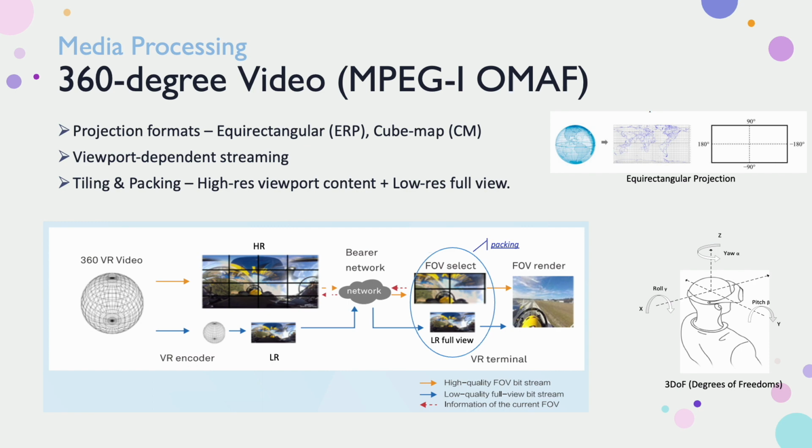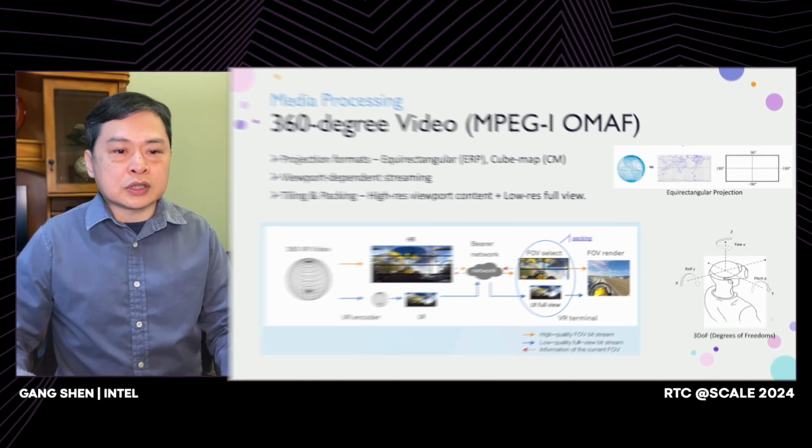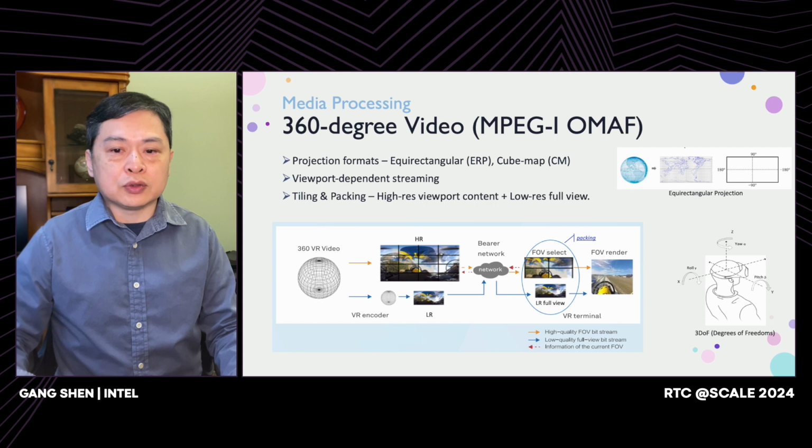The viewport-dependent streaming can save a lot of bandwidth. To support this viewport-dependent streaming, the video codecs will need to support tiling to segment the full view content into smaller pieces, and packing to pack video content with a lower resolution of the full view. You may find more details about 360-degree video in the MPEG-I OMAF standard.